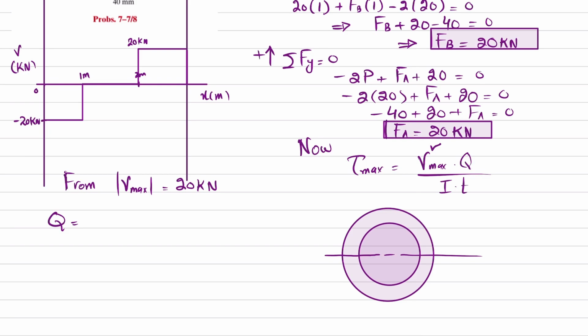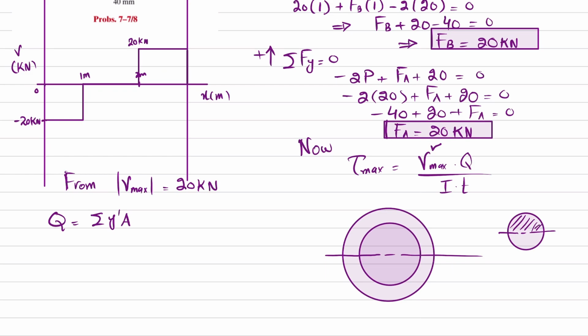Now if you see that if you have a solid shaft, and this is its neutral axis, we know that Q is equal to the sum of y dash into area. So y dash for this semicircle that is above the neutral axis will be represented as y dash, and this y dash is equal to 4 over 3 pi into r. This is the formula.